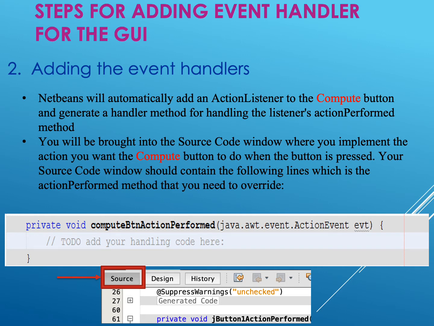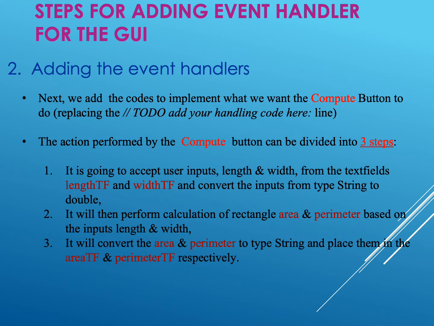Your source code window should contain the following lines, which is the actionPerformed method that you need to override. Next, we add the code to implement what we want the Compute button to do, replacing the TODO handling code here line. The action performed by the Compute button can be divided into 3 steps.